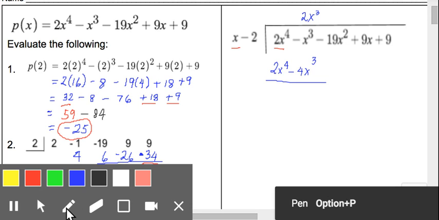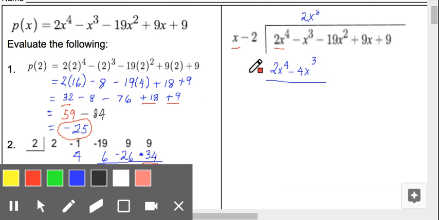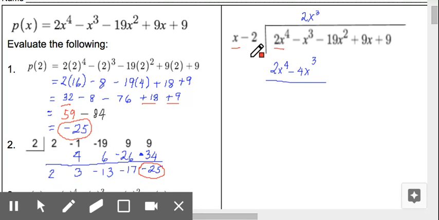So after multiplying, we are going to subtract. But we said that subtraction is the same as adding. So we're going to add, and we're going to convert these to its opposite. So again, subtracting is the same as adding the opposite. So instead of subtracting, we're going to change the subtraction to addition and convert these two terms to its opposite. So the opposite of 2x to the 4th is negative 2x to the 4th, and the opposite of 4x cubed is positive x cubed.